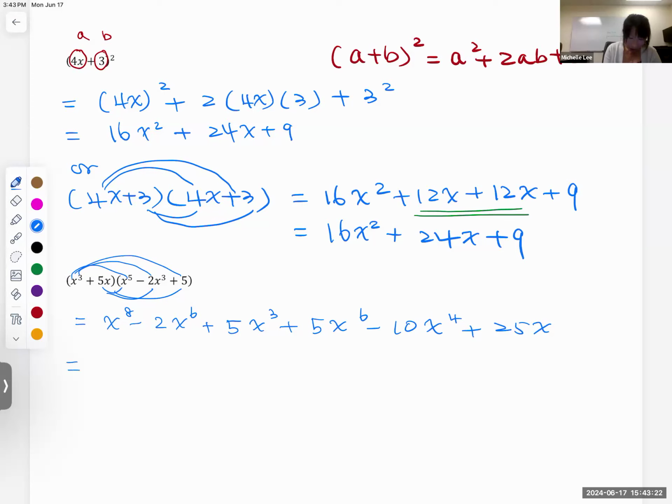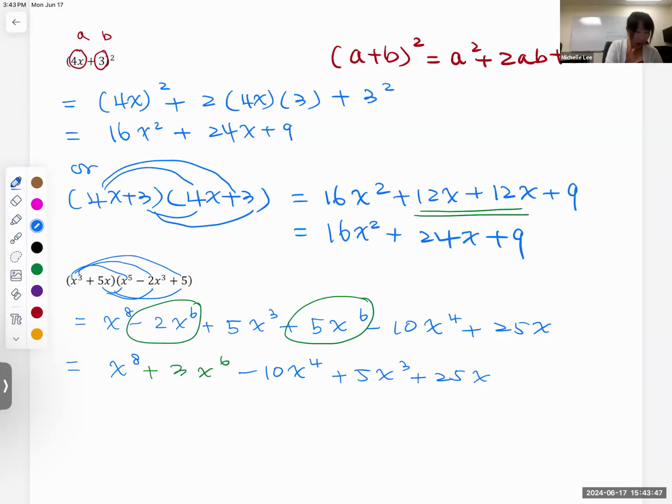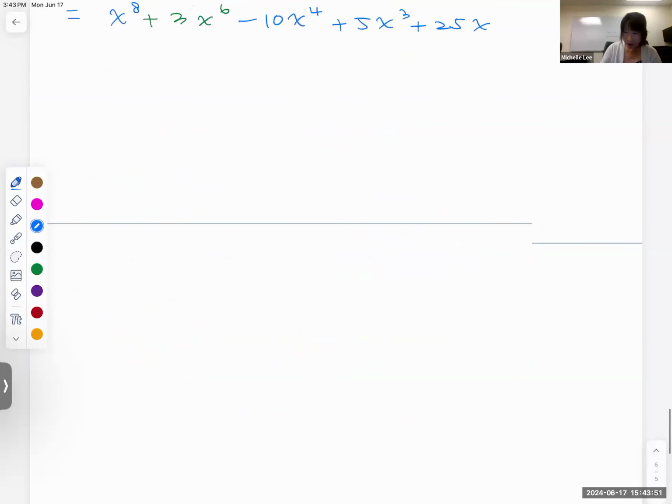Okay, now combining like terms. This is a like term. So there will be positive 3x to the 6th power and then minus 10x to the 4th power. That's it, right? Plus the 5x to the 3rd power plus the 25x. Yeah. Okay. I think we're done, right?